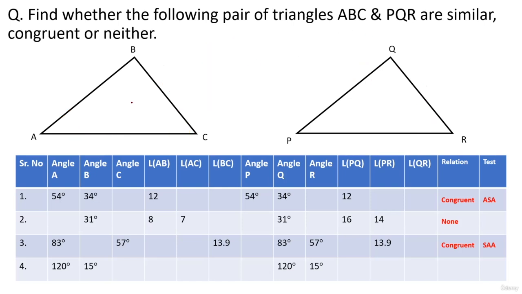The fourth one. Angle A is 120 degrees, angle B is 15 degrees, angle Q is 120 degrees, angle R is 15 degrees. दो angles same हैं, directly you can say they are similar by the AA test.